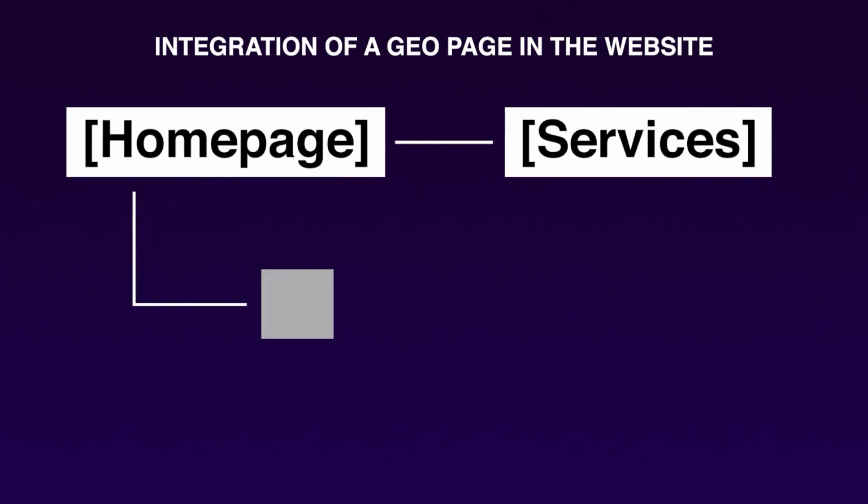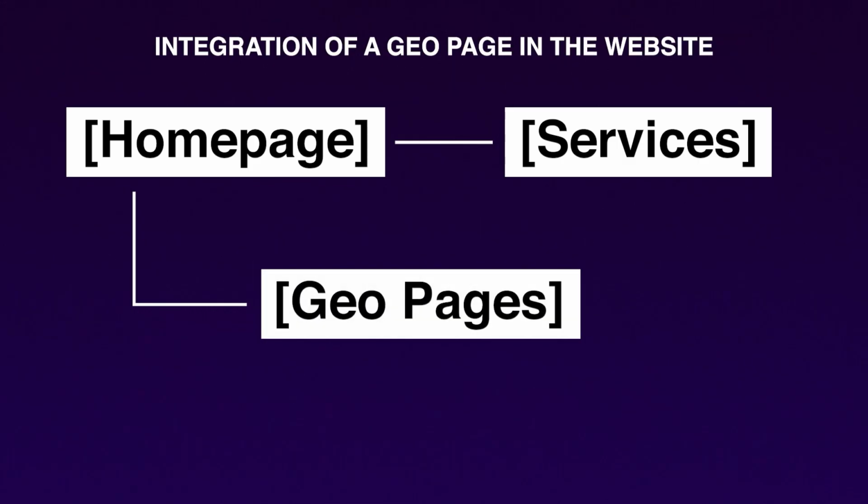And then comes the geo pages section, right? Here you list all the geo pages. So this section can be a drop-down menu, which can be named as areas we serve, or a dedicated page with links to each geo page. It can be anything, right? I'll show you how it looks in a website in a bit.